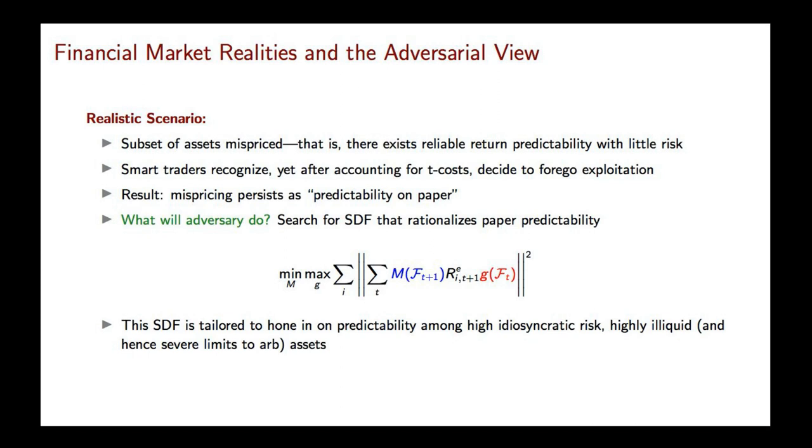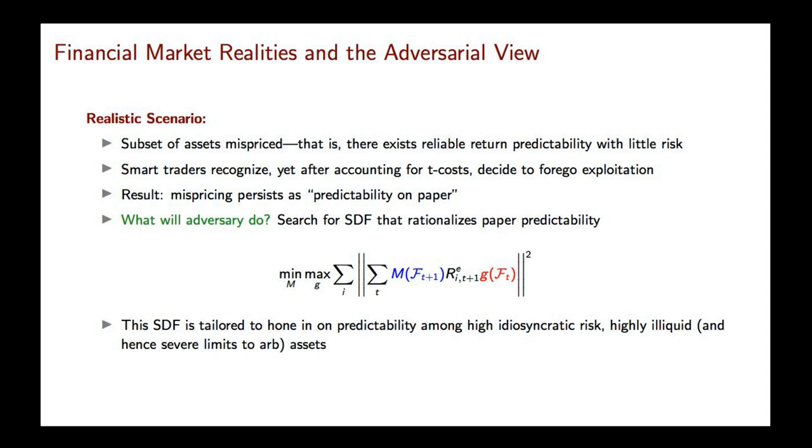Another aspect of this scenario, there are smart traders out there. They know that predictability's there, but they don't exploit it, because they also know that it's costly to trade it. There are limits to arbitrage. So what does that mean? Well, there's predictability out there. When the econometrician looks at it, they find it. When the adversary looks at it, they find that predictability. It's not necessarily interesting predictability. It's limits to arbitrage predictability. It might be interesting, but it might not be what you're really looking for in the SDF.